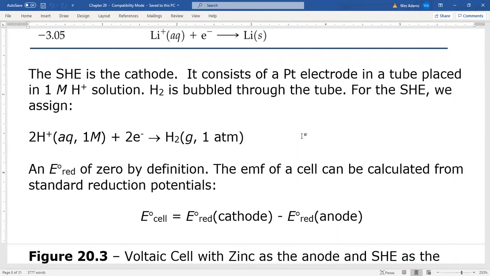And so we can get the standard reduction potentials. The standard potential of the cell is equal to the standard reduction of the cathode, which is where the reduction actually takes place, minus the standard reduction potential of the anode, which is actually an oxidation, but we compensate for that by subtracting.